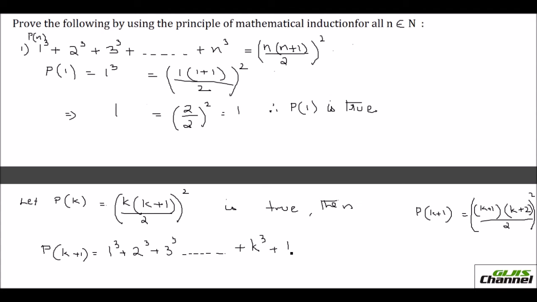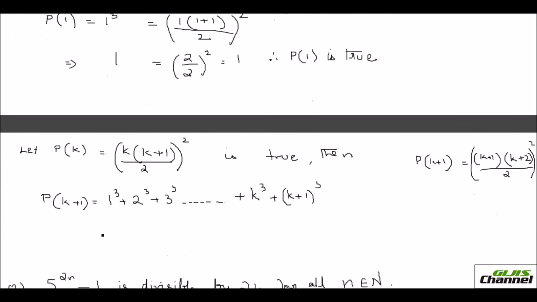Plus (k+1) the whole cube, right? Because you have one more term here. Now you know that this is equal to, here we have already proved it for k terms, P(k). P(k) is going to be [k times (k+1) divided by 2] whole squared, plus (k+1) the whole cube, right?